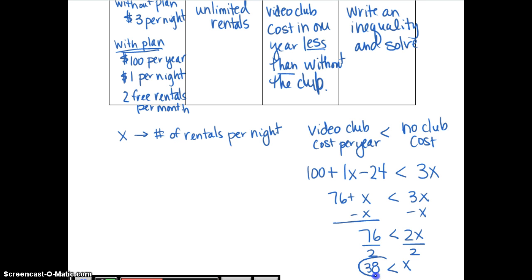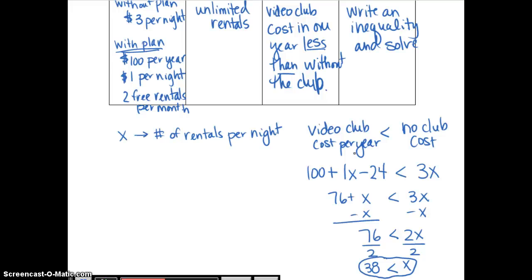So what does this mean? What this means is we know that x is the number of rentals per night. So when x is greater than 38, we know that the video club cost per year is going to be worthwhile, or that it's going to be less than the cost of not being in the club at all.